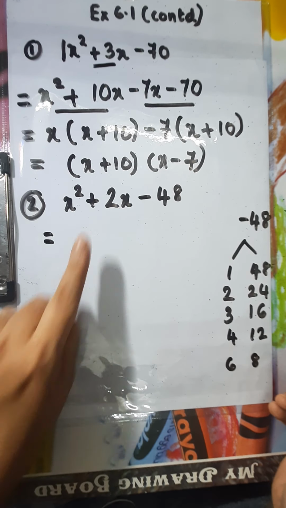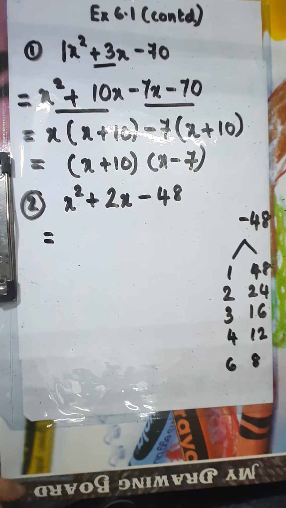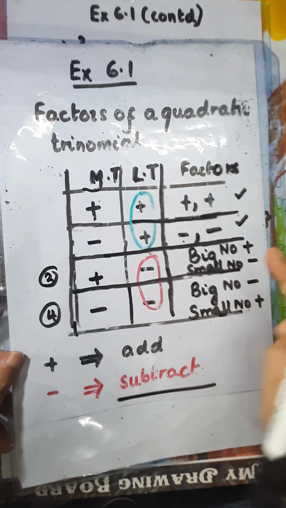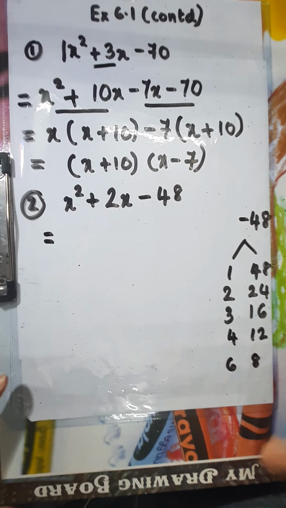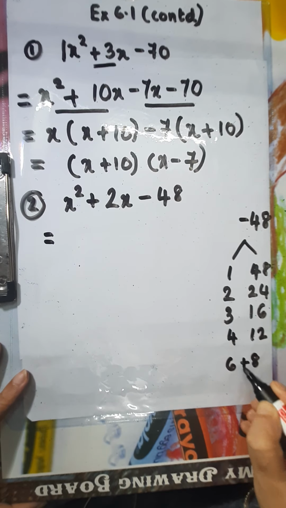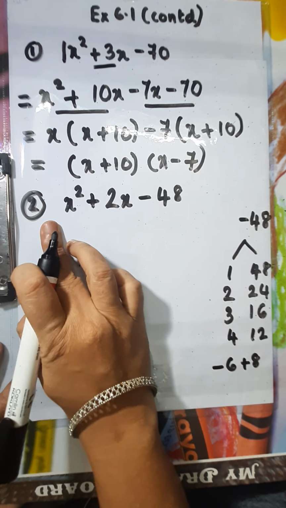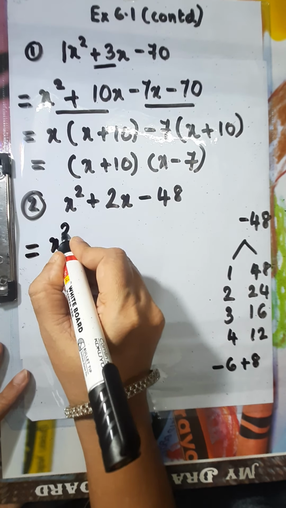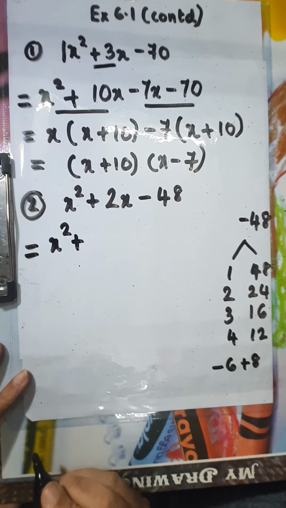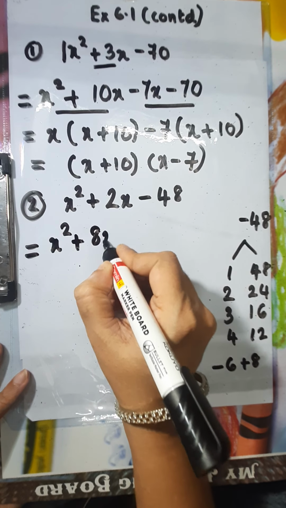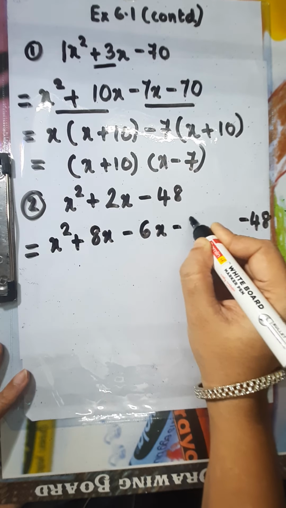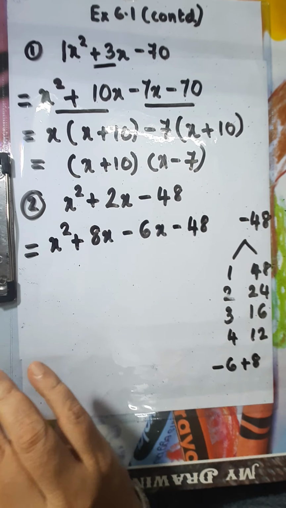I told you. Middle plus. Okay, I'll show you this table once again if you want to see it. Middle plus, last minus, big number plus, small number minus. Big number plus and small number minus. So this becomes x square plus 8x minus 6x minus 48. Okay.